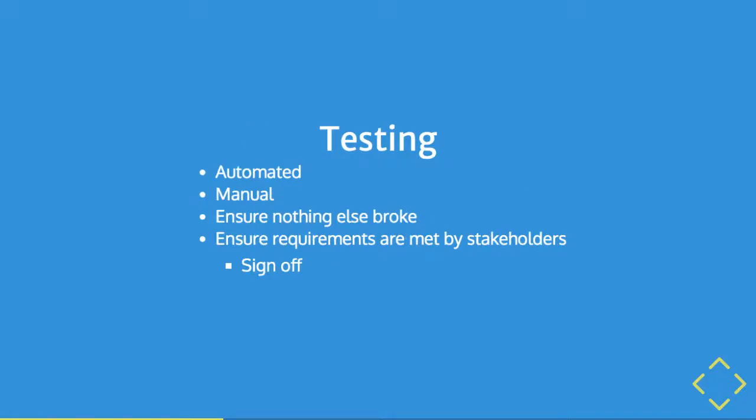And yeah, then we get into a testing phase where we're talking about automated testing or manual testing. We're making sure that nothing else is breaking as a result of you introducing these new things to your site. And making sure that the requirements are met by, you know, whoever you're responding to for this stuff and that they sign off on it. Because sometimes people will say, oh, it looks good. You put it out there and they say, oh, it looks horrible. It's like, but we verbally agreed, but we didn't sign off on it.